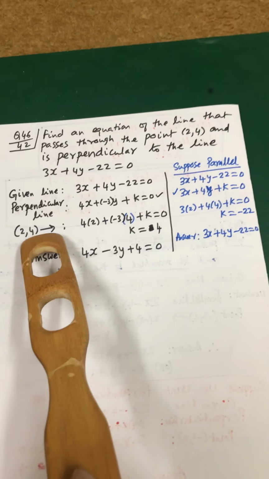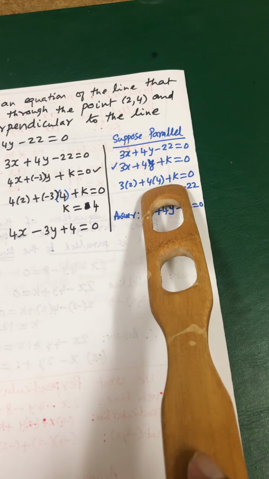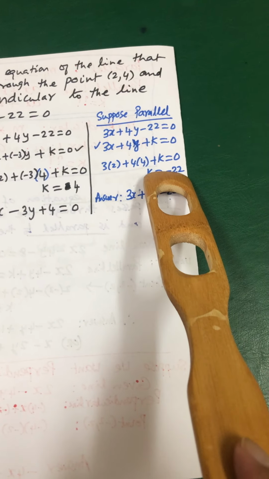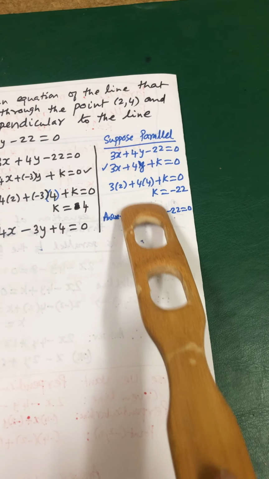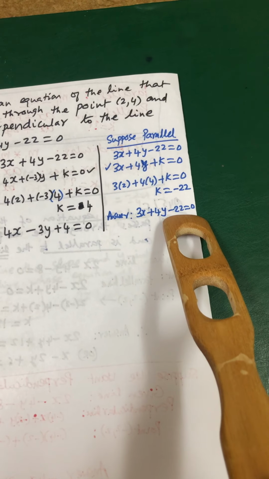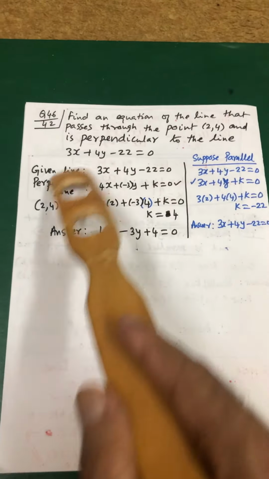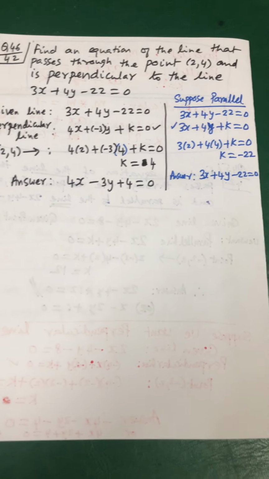So now put the point x is equal to 2, y is 4 in this one. 3 times 2 plus 4 times 4 plus k equal to 0. Use calculator, you get k equal to minus 22. So the answer will be, this is your answer, 3x plus 4y minus 22 equal to 0. This finishes module 1. Okay, module 2 will also be uploaded in the same way.